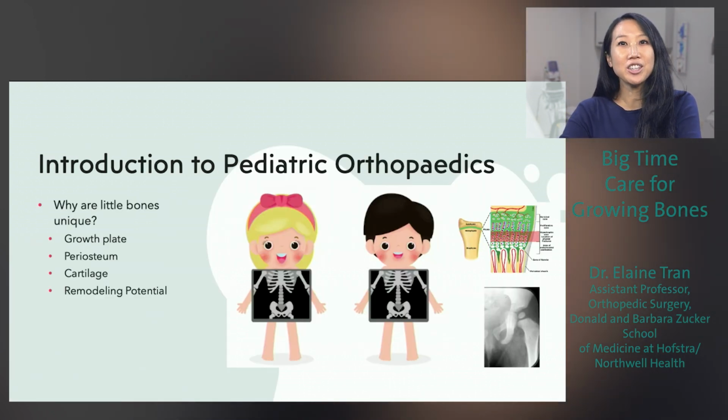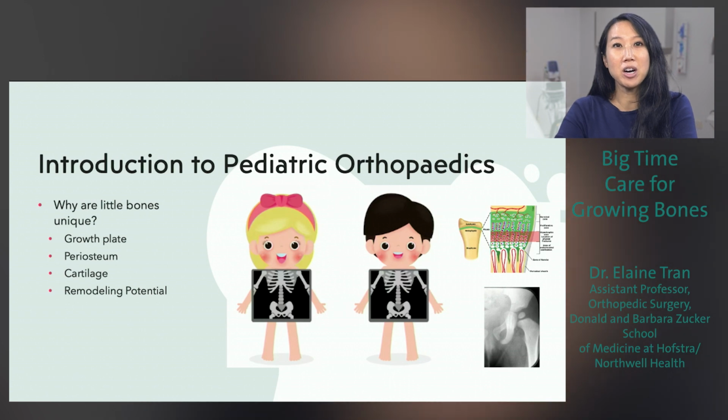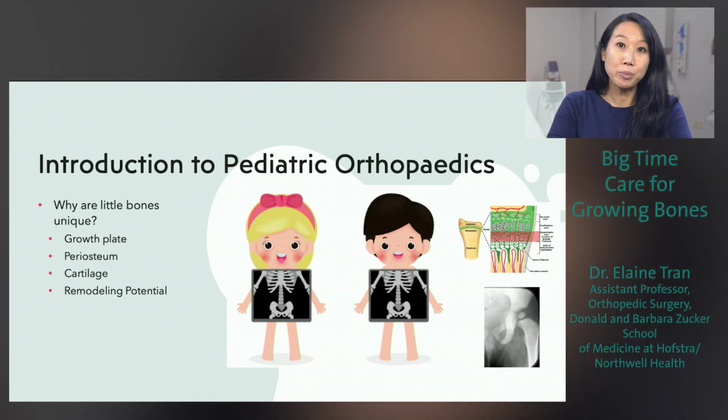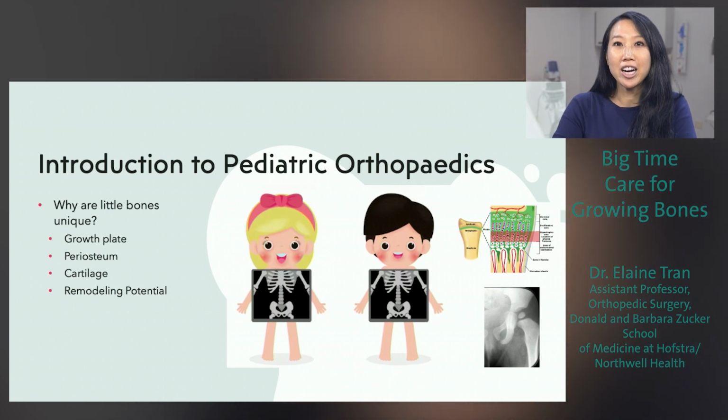So during the first lecture, I touched upon some of the factors that make kids so special in orthopedics. These factors include, but are not limited to, their growth plate, which allows their bones to grow and get taller and bigger, the periosteum, which is a lining around the bone that's extra thick and extra protective and provides a lot of nutrients for kids, cartilage, which they have more of than bone compared to adults, and their remodeling potential.